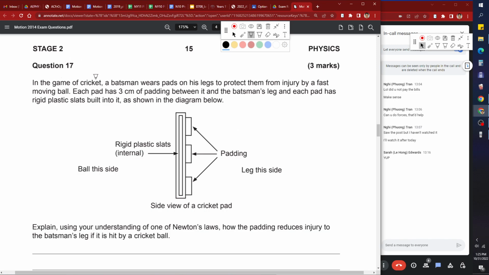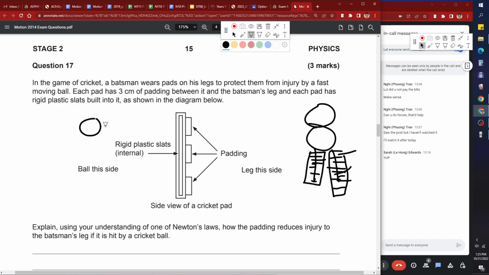In this game of cricket, this is the batsman. All right, so this game, I don't know if you've ever seen cricket, but these guys wear these big things on their legs, and it looks like that. It's to protect their legs from the ball because the ball is really hard. And so this is the front. This is where the ball comes from if they get hit by the ball. And then their legs, back here. Like that. So we got the padding. We have the plastic inside.